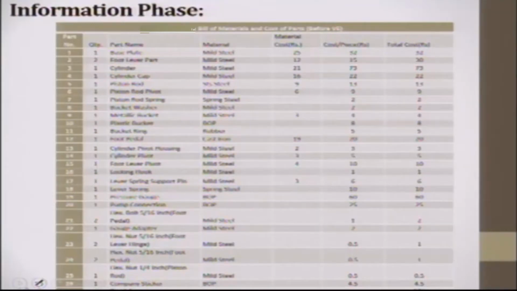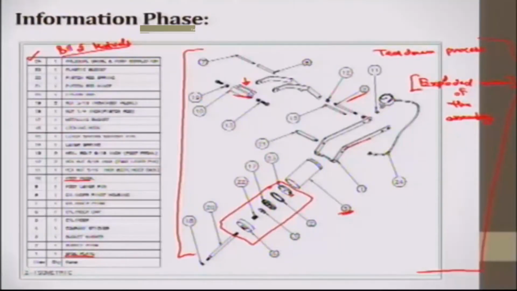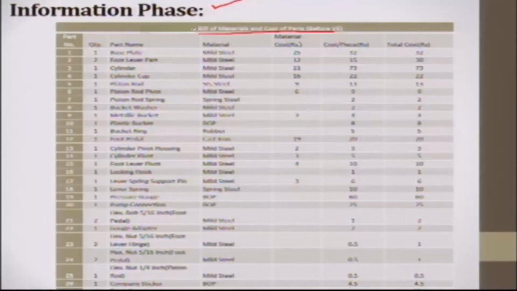Next, to elaborate the information phase further, I put the bill of materials and cost of parts. If I do not put the cost of the parts, it is just a bill of materials. If I put the cost of the parts, this further elaborates our materials details. Here we have the base plate costing rupees 25. It is one quantity here.